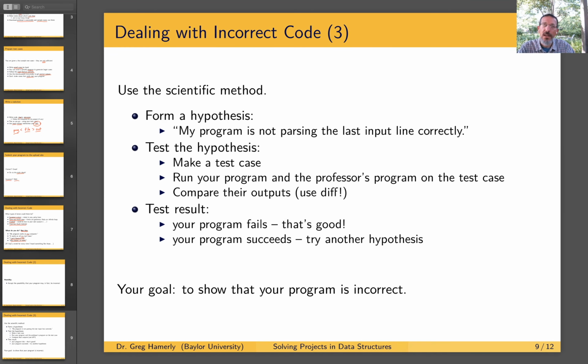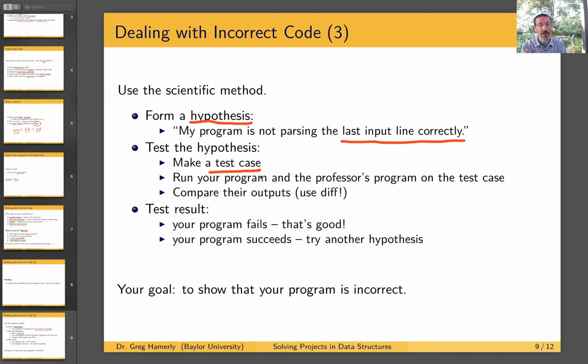Well, as I hinted at, let's use the scientific method. And the scientific method is the following. Form a hypothesis. A hypothesis is a specific thing, not just my program is wrong, but it's wrong because of X. And here's a sample hypothesis. My program is not parsing the last input line correctly. That's a hypothesis. A hypothesis is something that we can test, and we can test it by making a test case. So you write a test case which tests that hypothesis. You run your program and my program on that test case, and you compare the output of your program and my program. Are they the same?